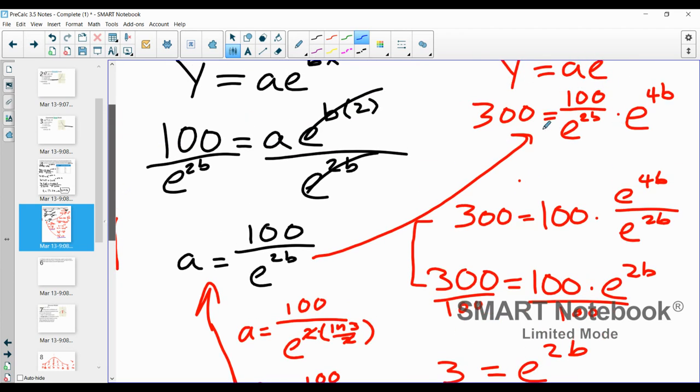So what I did on this step, because this is multiplication, this is 100 over e raised to the 2b times e to the 4b, I rewrote it. So I got 300 equals 100 times e to the 4b over e to the 2b. I'm allowed to do that because it's multiplication. Addition, subtraction, we need a common denominator. With multiplication, instead of being 100 over e to the 2b, I can make it e to the 4b over e to the 2b. Let's open it up.